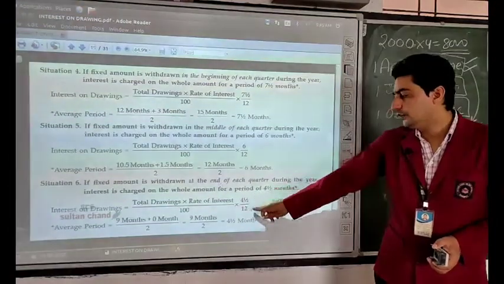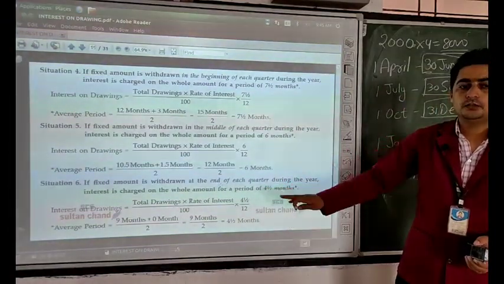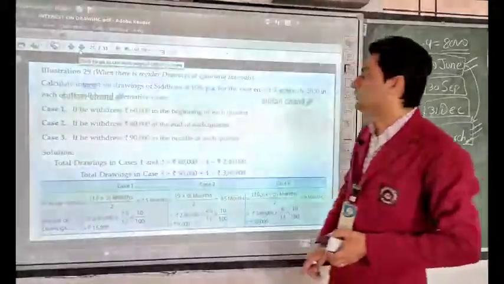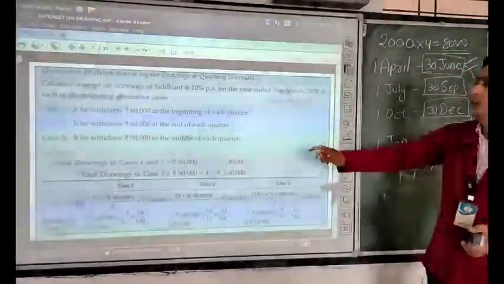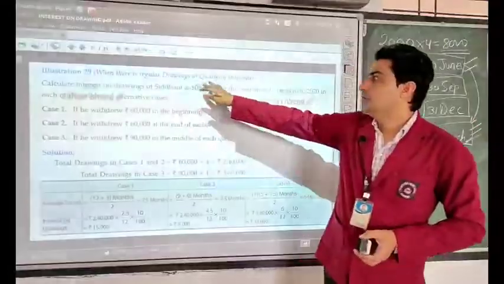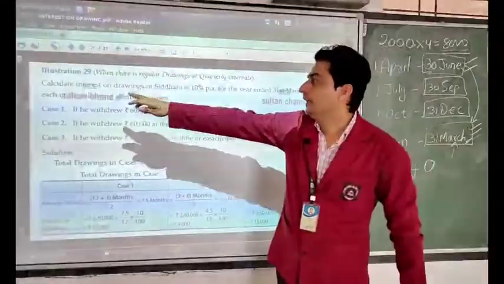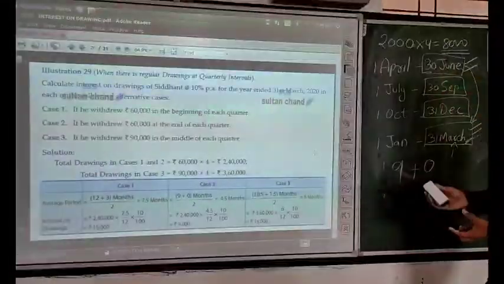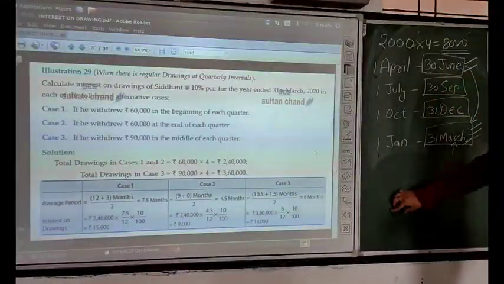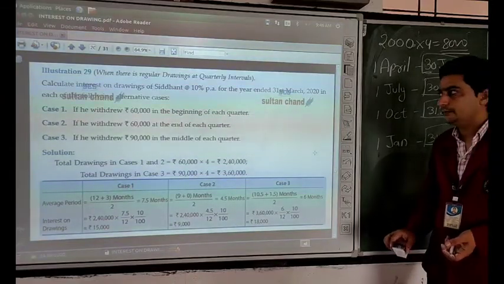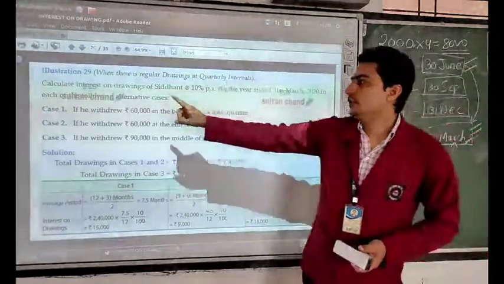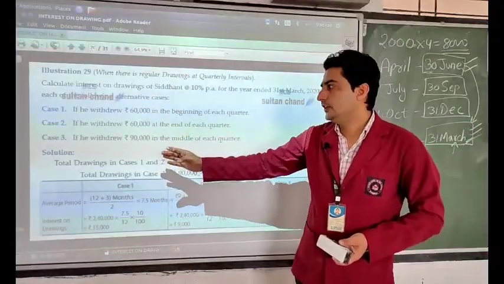We will put it on the formula. Okay students, like this we will calculate. Let us solve one question so that we can understand this concept more clearly. When there is regular drawing at quarterly interval, calculate interest on drawing on Siddhant at the rate 10% per annum. So what is the rate? 10% per annum. Okay. For the year ended 31st March 2020 in each of the following alternate cases. So 3 cases are there.